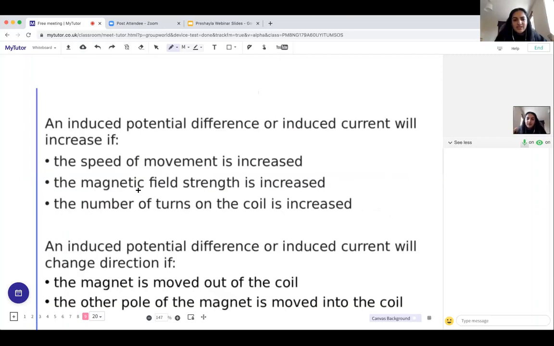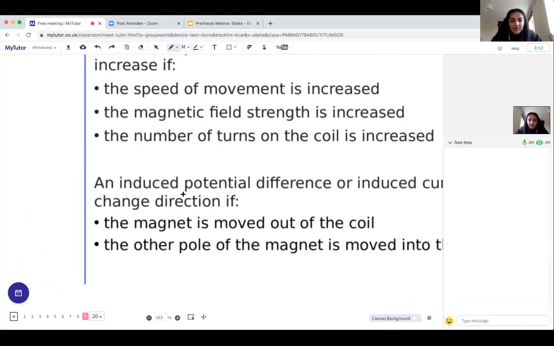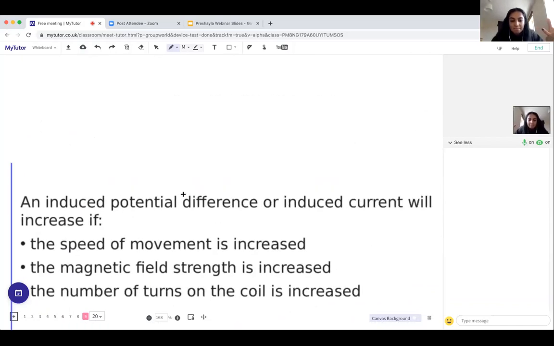How can we increase the potential difference that we're inducing? This is all about changing the quantity of the potential difference. The ones above were about the direction; these are about the value, the quantity. If the speed of the movement is increased, so if we're moving that magnet in and out of the coil really, really fast, we're going to get a higher potential difference, a higher current. We can also increase the magnetic field strength, so we can increase the power of the magnet. That's going to give an increased potential difference.